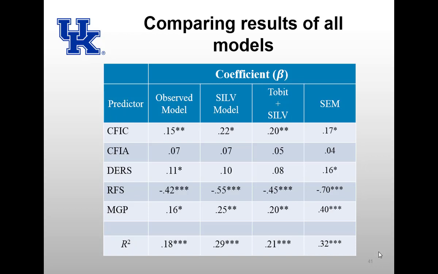So when we compare all the models, a few things should jump out at you. One is that from the first observed model to the last SEM model, the coefficients tend to be larger. The non-significant coefficient for CFIA just kind of bounces around a little bit. But the R-squared in particular, the SEM that's able to account for all that measurement error properly has a much higher R-squared than the observed model does. And that's generally true for latent variable models. They tend to have higher R-squareds.